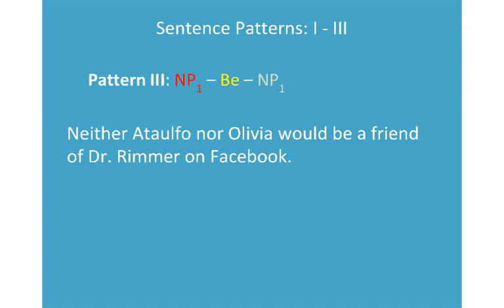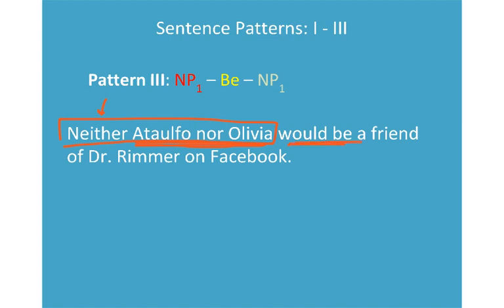All right, so sentence pattern 3, another example. Neither Ataulfo nor Olivia. This whole thing is our subject, which is kind of crazy because it says neither, which means that these both aren't really the subject in real life of being friends. But we've got our two nouns here, and they're the ones who are doing the action. So this whole thing that comes before the verb is our noun phrase.